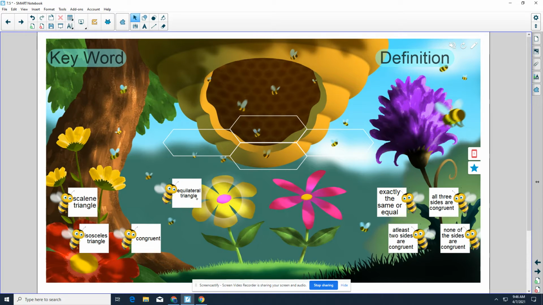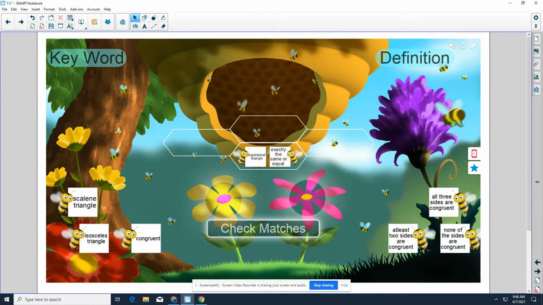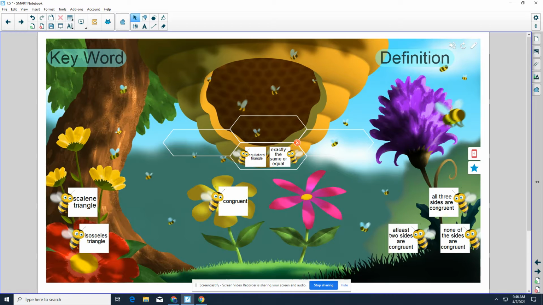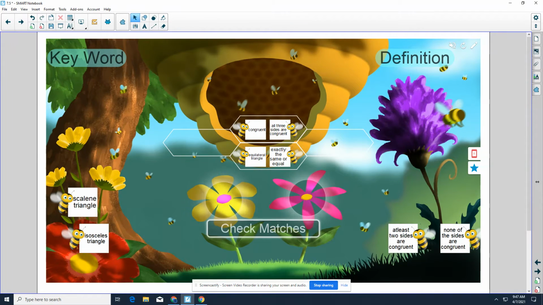So we have triangles called equilaterals. And an equilateral, exactly all the sides are the same. So let's see. All right, and then we have a congruent. That means none of the sides are congruent, at least two of the sides are congruent. All three sides are congruent.